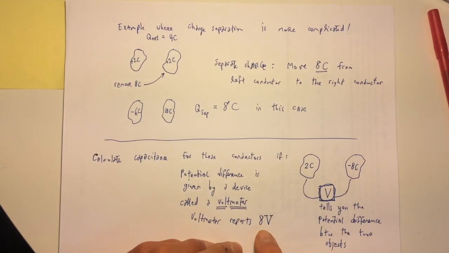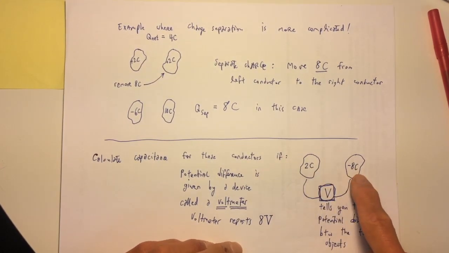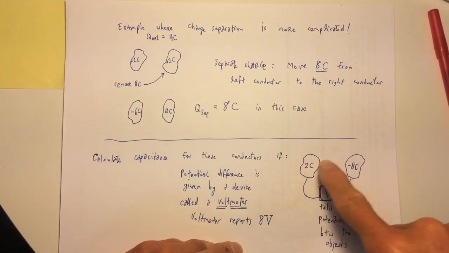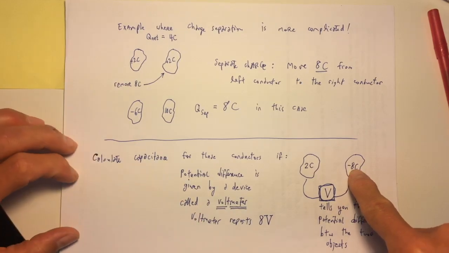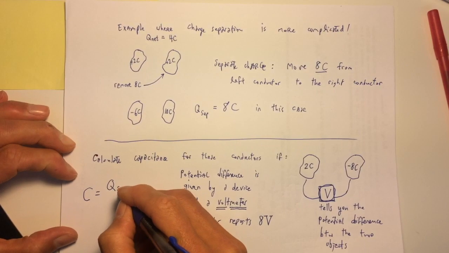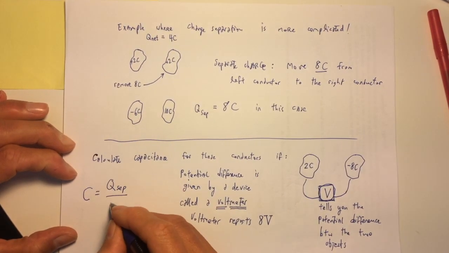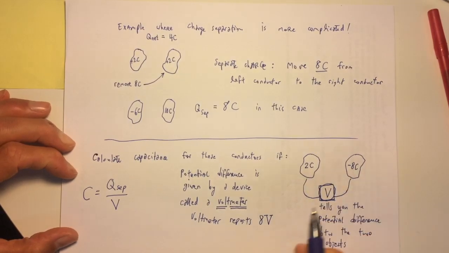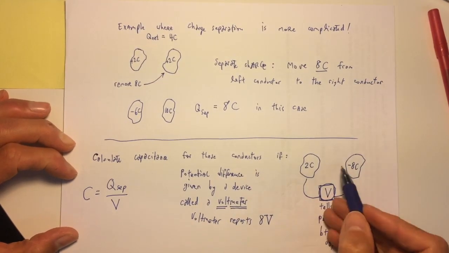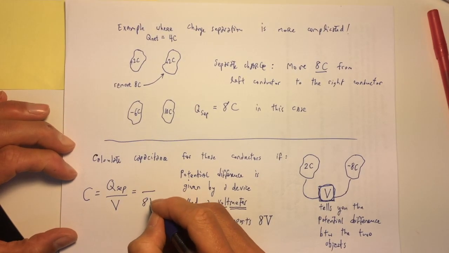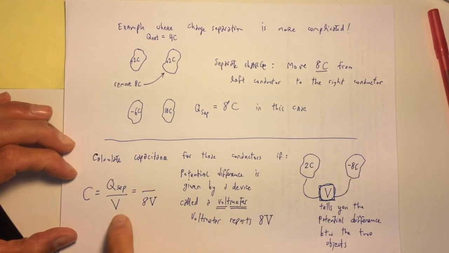Okay, so there are 8 volts of potential difference between these two conductors, whose charges are 2 coulombs and negative 8 coulombs. When you go to calculate the capacitance, you have to put in the charge separation divided by the potential difference between the two objects. The voltmeter tells me the potential difference is 8 volts, so the bottom is really easy. That's the value on the bottom: 8 volts of potential difference.